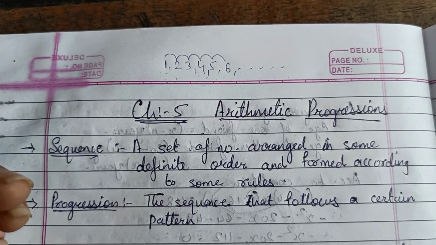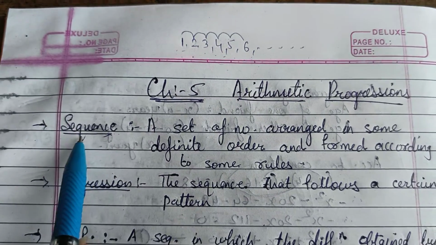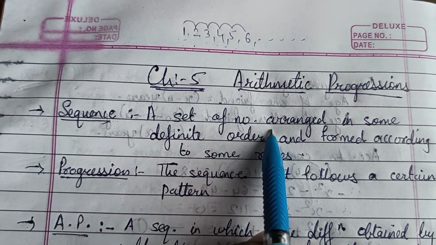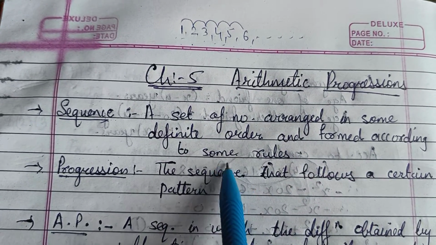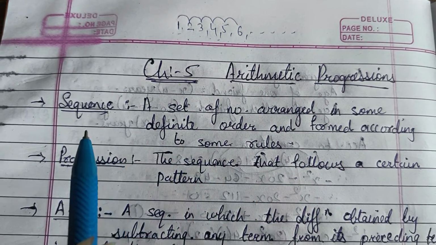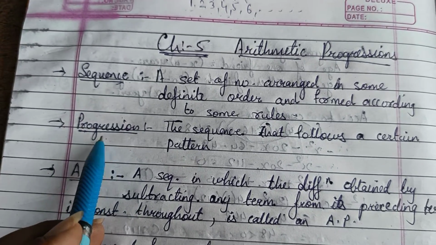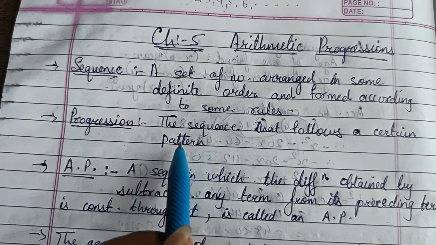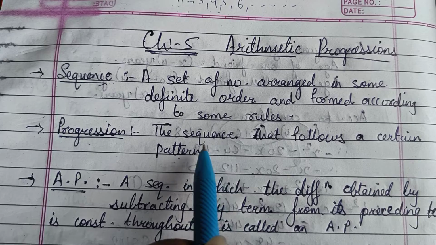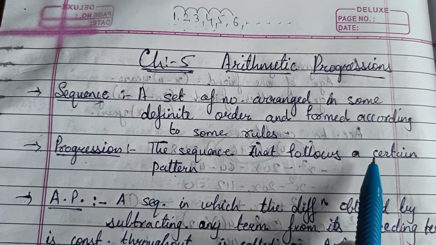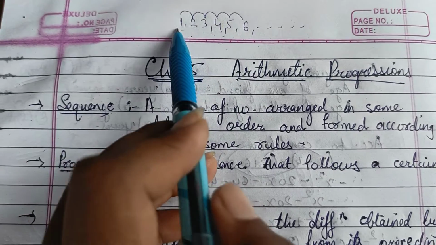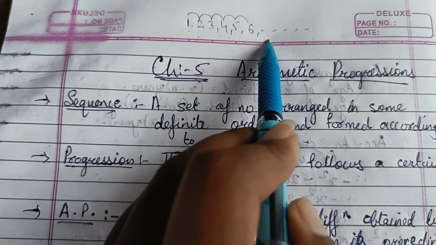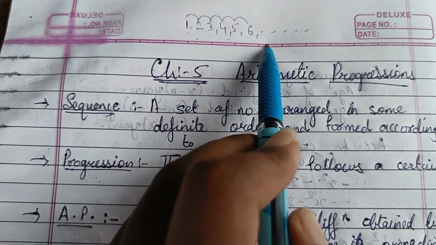Okay, it is a sequence of terms. Now see what is a sequence. A set of numbers arranged in some definite order and formed according to some rules. This is your sequence. Now what is a progression? A sequence that follows a certain pattern. Any sequence that follows a certain specific pattern, that is your progression. See here the pattern is plus 1. Okay, this series is following the pattern of plus 1.